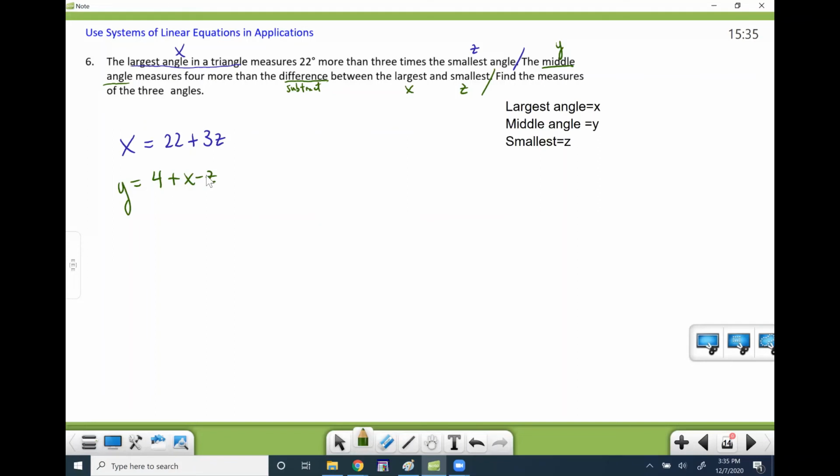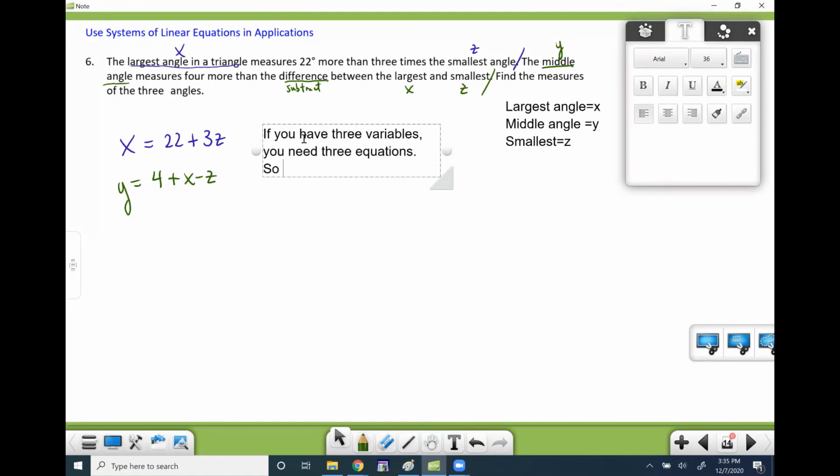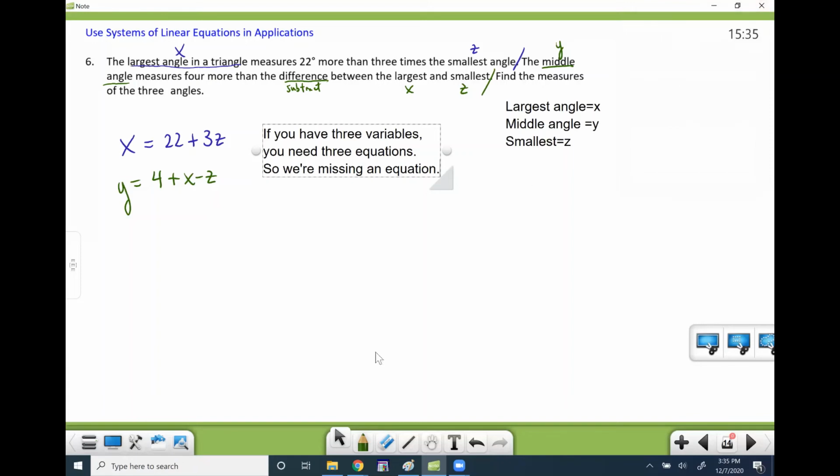Now, there's a rule that says if you have 3 variables, you need 3 equations. That is the rule, you guys. So we're missing an equation. If you have 3 variables, you need 3 equations. So we're missing an equation. What do you guys think? There has to be something else in our life that we know that's going to help us get a 3rd equation.